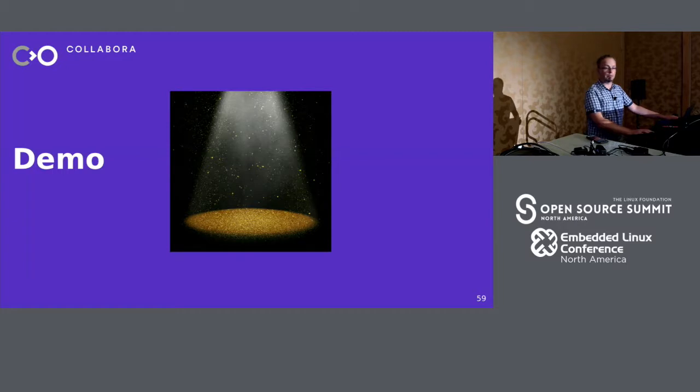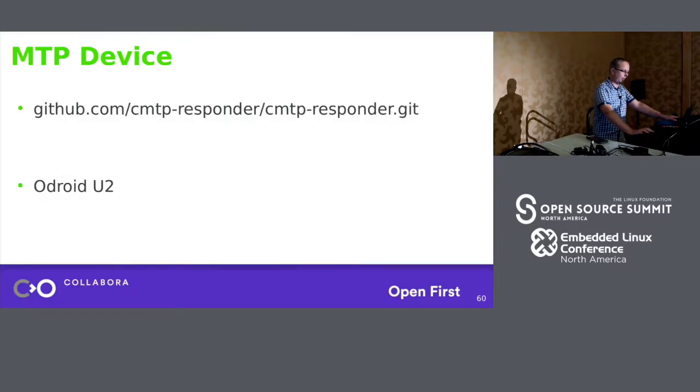And now is the demo time. You will see a USB gadget composed upon UDC's appearance. It will consist of a single instance of FunctionFS, and the user space implemented USB function will be an MTP responder called CMTP responder. It is available on GitHub. I will run the demo on this Android U2 board, but any board with UDC available can be used.